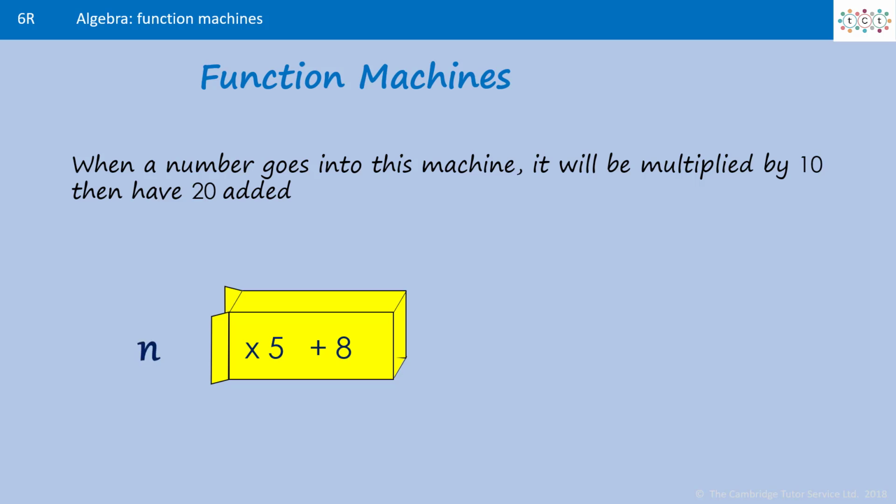This time we're putting in an unknown number. We times it by 5 and we add 8. And the output is 53. If you're feeling confident, pause the video, have a go, see if you can work backwards from 53 using that calculation to see if you can work back to what n was, the number you put into the box.